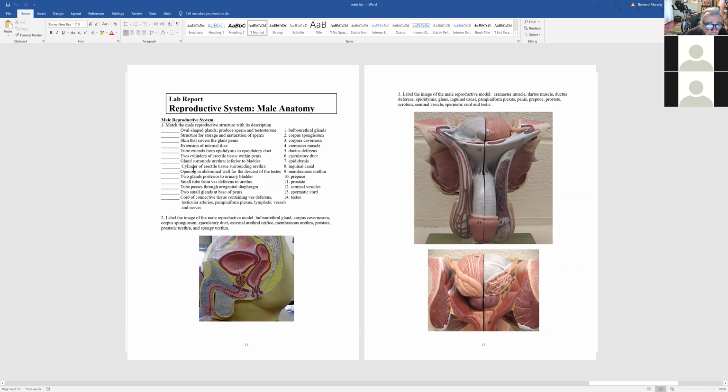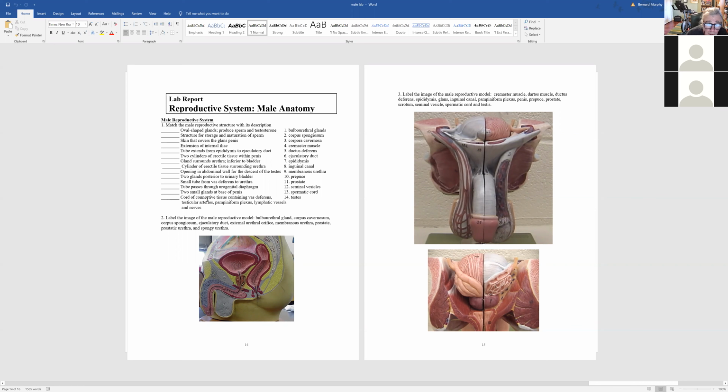Next one is 8, inguinal canal, opening in the abdominal wall. Next one is 12, seminal vesicles, 2 glands posterior to urinary bladder. Next one would be 6, ejaculatory duct, small tube from vas deferens to urethra. Next will be 9, membranous urethra, passes through urogenital diaphragm. That's the shortest part of the male urethra. 2 small glands at base of penis, it's going to be 1, the bulbourethral glands.